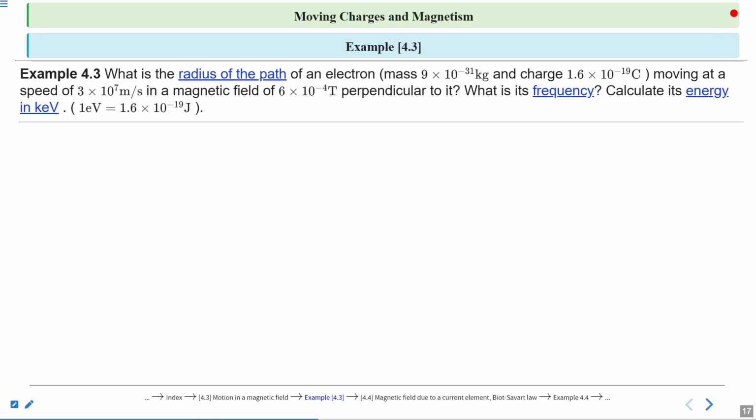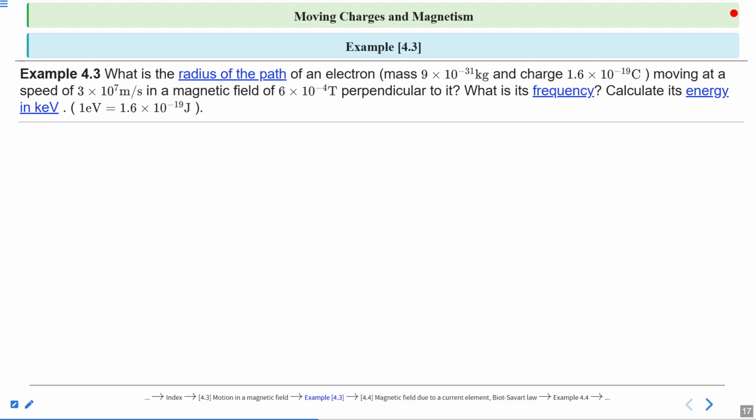Now, example 4.3. What is the radius of the path of an electron, mass 9 into 10 to the power minus 31 kg and charge 1.6 into 10 to the power minus 19 coulomb, moving at a speed of 3 into 10 to the power 7 meter per second in a magnetic field 6 into 10 to the power minus 4 Tesla perpendicular to it? What is its frequency? Calculate its energy in kilo electron volt. Okay, 1 electron volt is given by 1.6 into 10 to the power minus 19 joule.